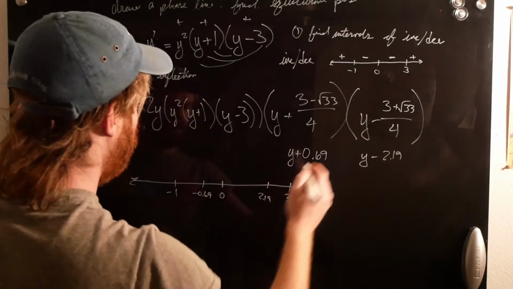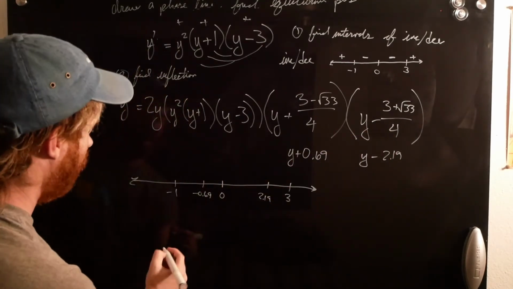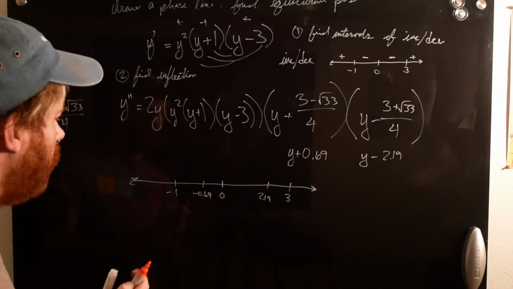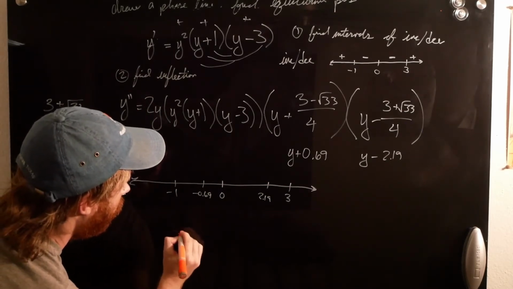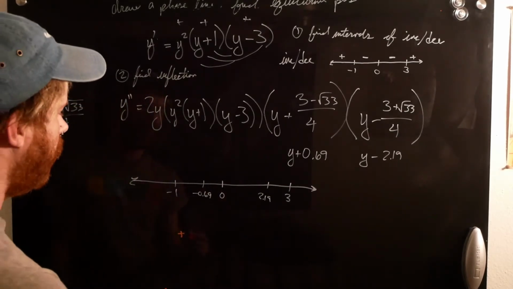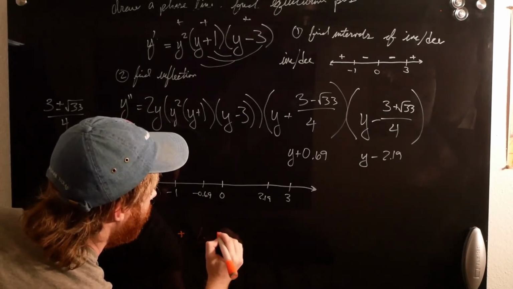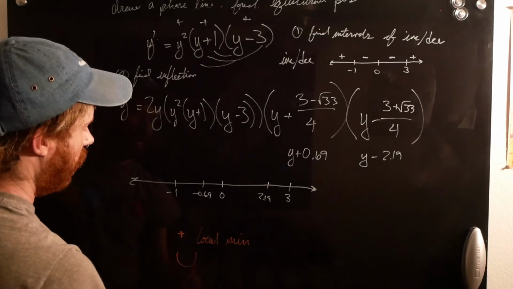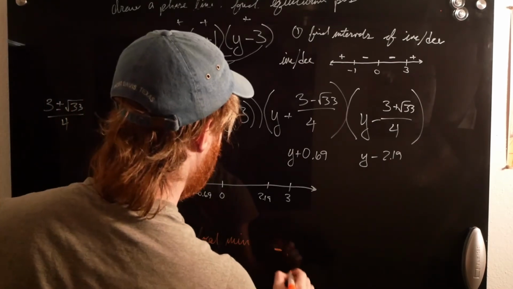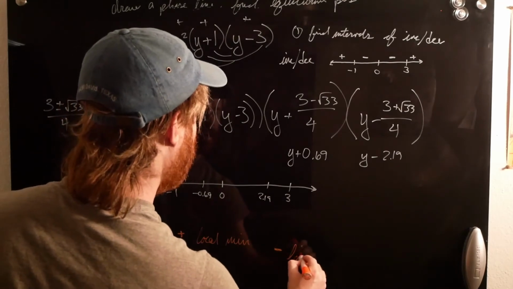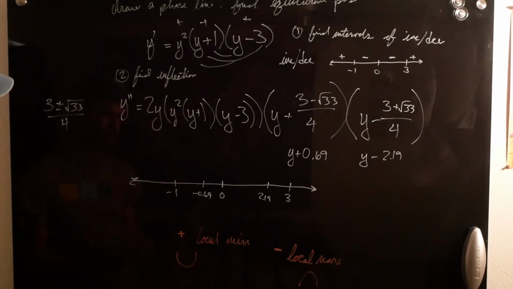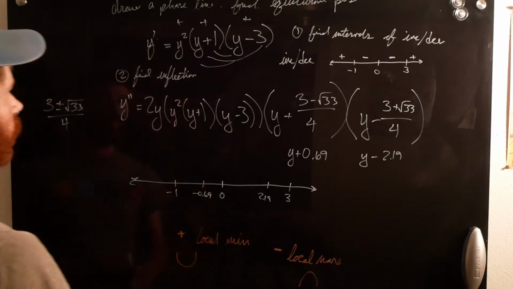I like to just write them below, and remember, this is important from calculus 1, I believe: if you have a positive for an inflection point, that is a local min. It's kind of counterintuitive, right? So local min means it's going to be concave up like this. If it's a negative, you're going to have a local max, which is going to give you concave down on the inflection. So just keep that in mind, and we'll plug all these in.